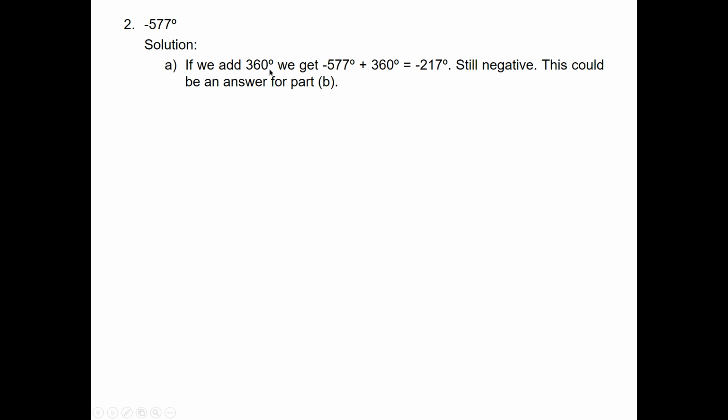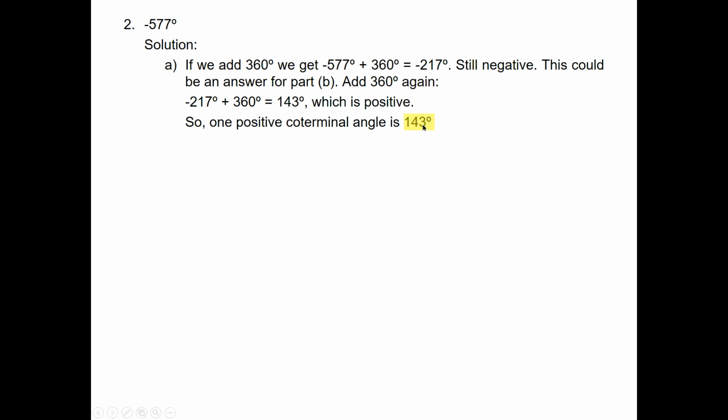Number 2, I have negative 577 degrees. Notice the fact this is more than negative 360 says this angle already went around more than once. So let's see, if we add 360 degrees, negative 577 plus 360, we get negative 217. It's still negative. So notice this could be an answer for part B. So to get something positive, I got to add another 360. So I'm going to have negative 217 plus 360. I get 143 degrees. That's one positive coterminal angle.